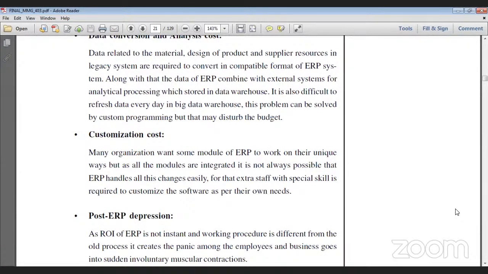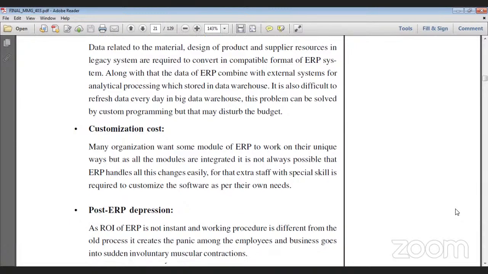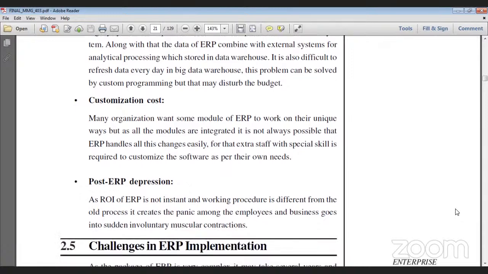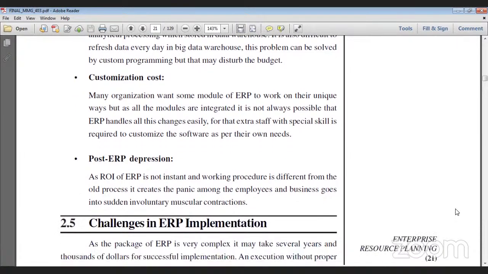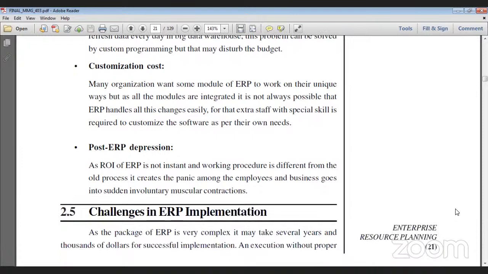The next point is post-ERP depression. The ROI, that means return on investment of ERP, is not instant, and the working process is different from the old process. It creates panic among the employees and the business goes into sudden involuntary muscular contractions.